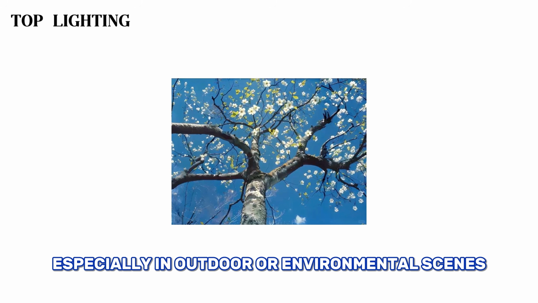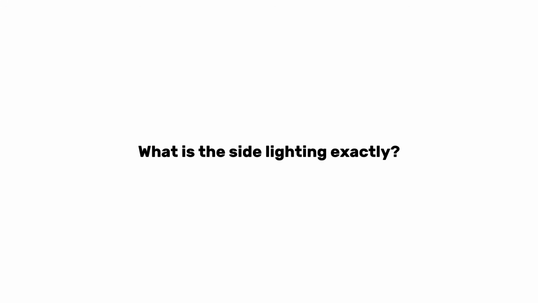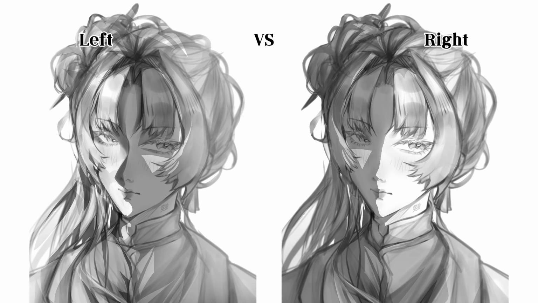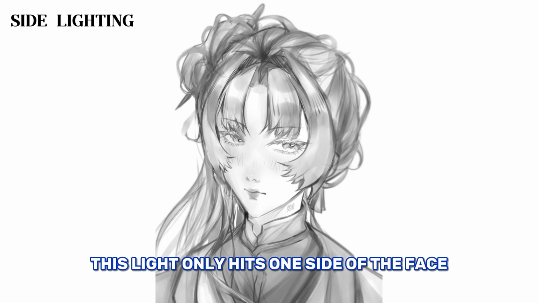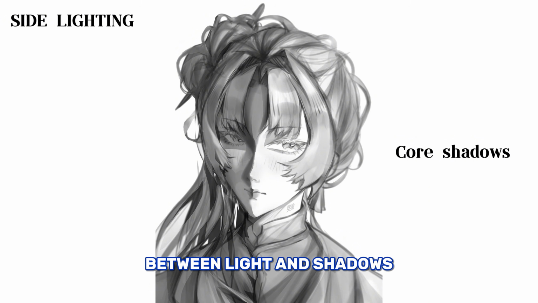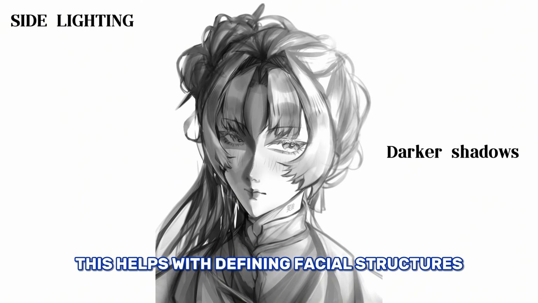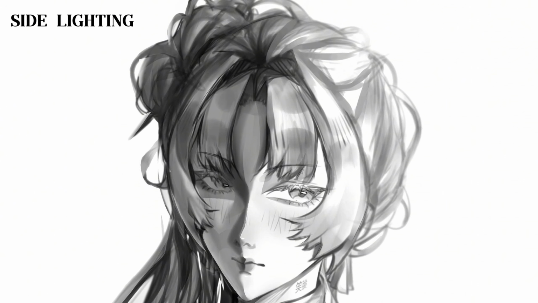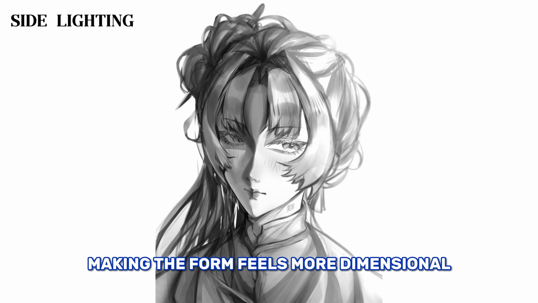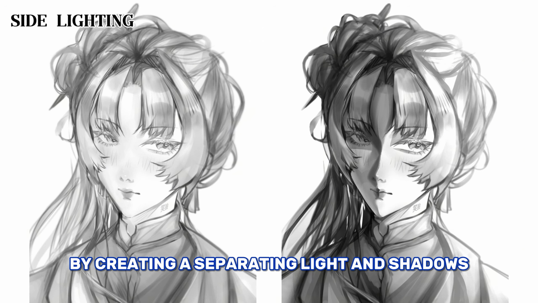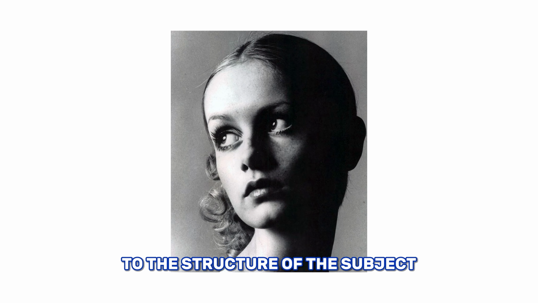Third is the side lighting. Now, what is side lighting exactly? The side lighting is the light source that's coming from either the left or right side of your subject. This light only hits one side of the face, creating a strong contrast between light and shadows. This helps with defining facial structures, especially areas like the nose, cheekbones, and mouth, making the form feel more dimensional. Side lighting also emphasizes form and depth. By clearly separating light and shadows, it draws attention to the structure of the subject rather than just the surface details.